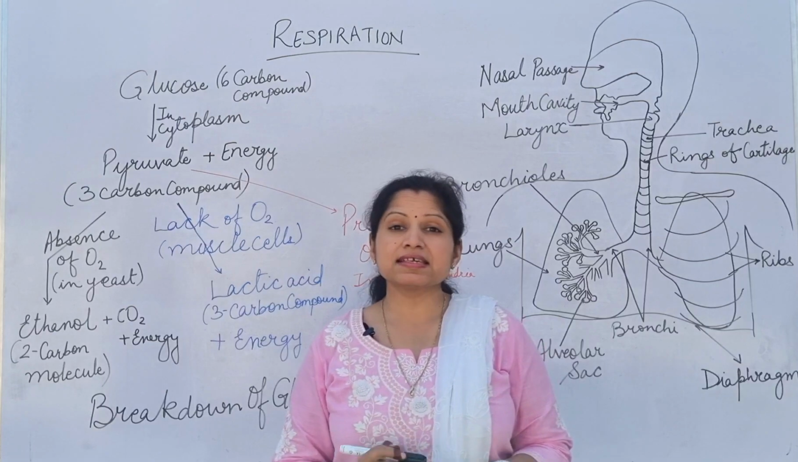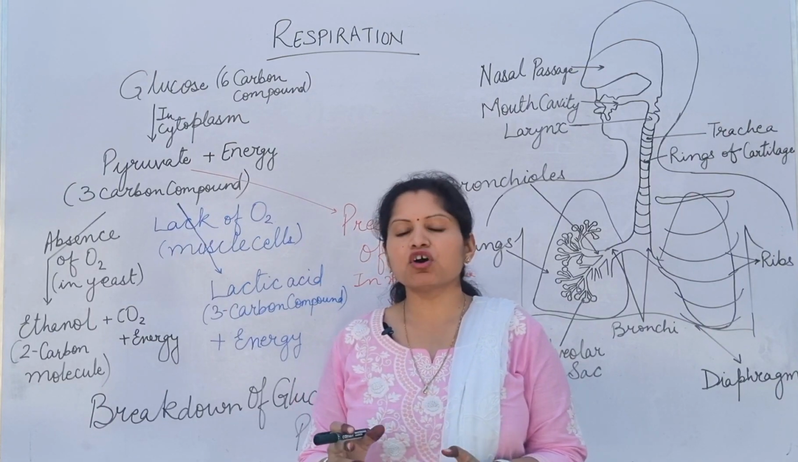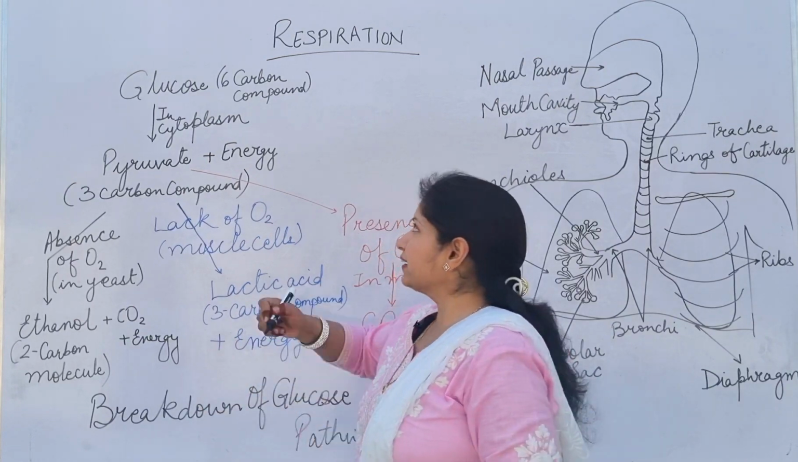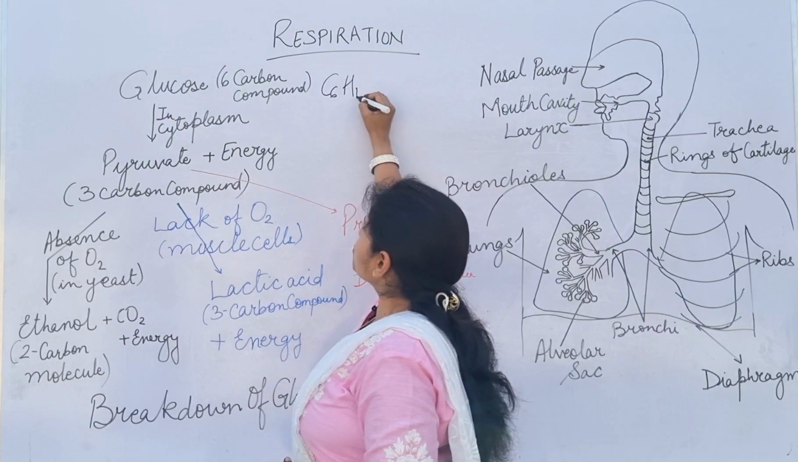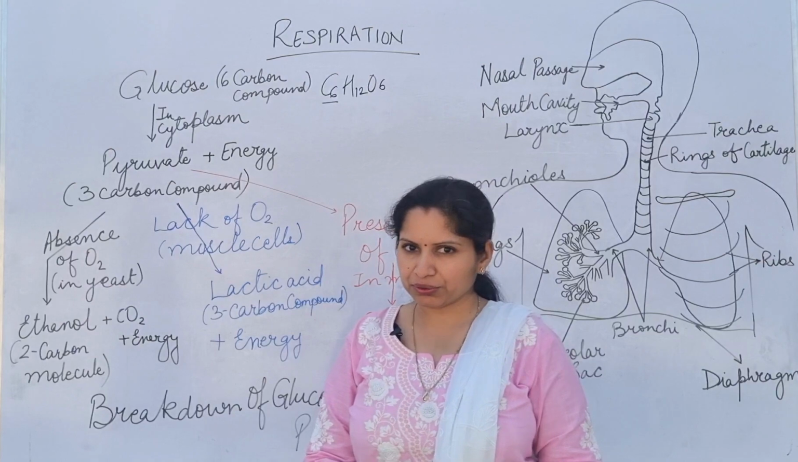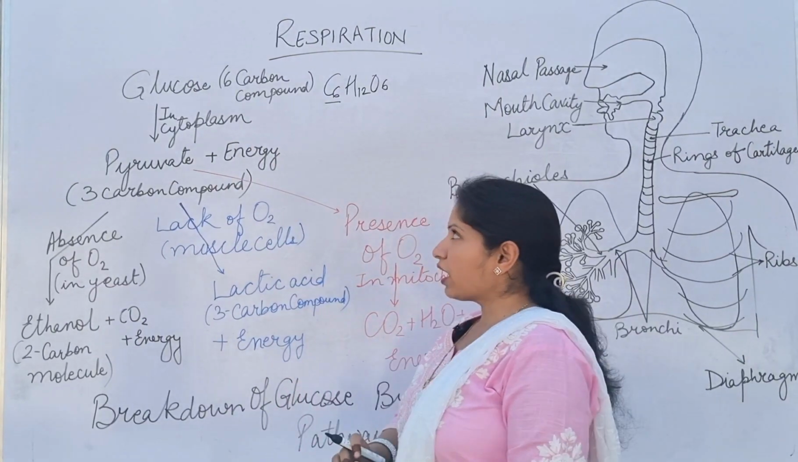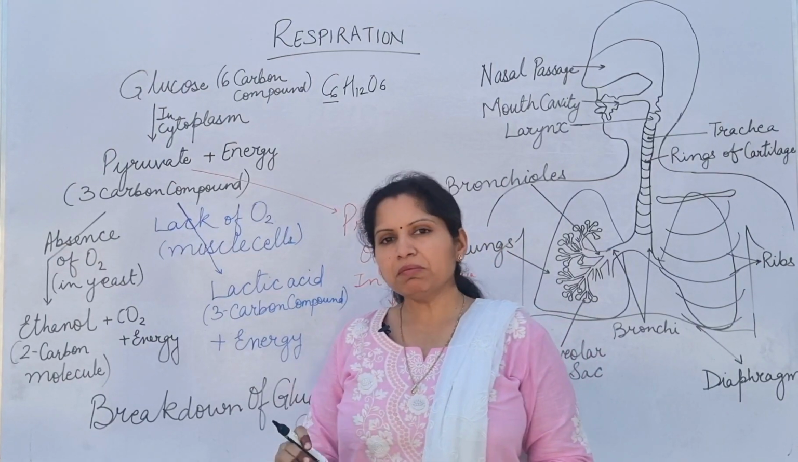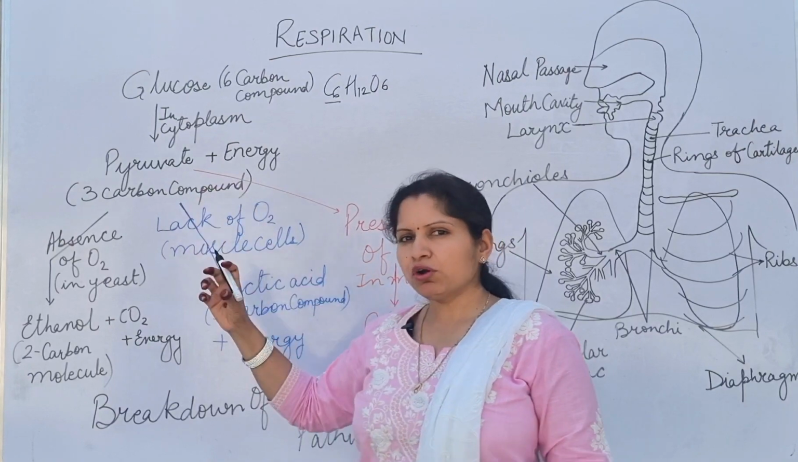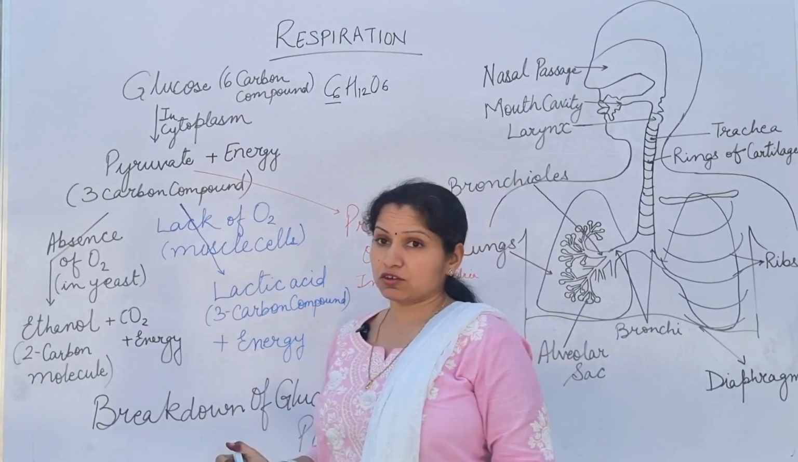Glucose is a 6 carbon compound. Why am I calling glucose a 6 carbon compound? Because the formula of glucose is C6H12O6. So you can see that C6H12O6 means 6 atoms of carbon are there in one molecule of glucose. So that's why we call it a 6 carbon compound. Now, this glucose will be broken down to form pyruvate, which is a 3 carbon compound. Every molecule of pyruvate contains 3 atoms of carbon, so it's called a 3 carbon compound.